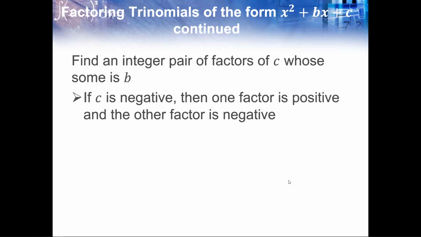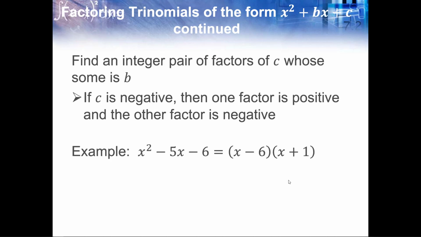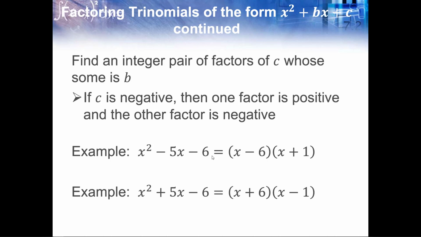And finally, if c is negative, then one factor is positive and the other factor is negative. For example, here we have x squared minus 5x minus 6. Since c is negative, we know that one has to be negative and one has to be positive to produce a negative 6. Then we want to find those factors of 6 which will sum to minus 5, and that would be minus 6 plus 1. And of course, if this term is positive, then we want to find those factors of 6 that will sum to positive 5, which would be plus 6 and minus 1.